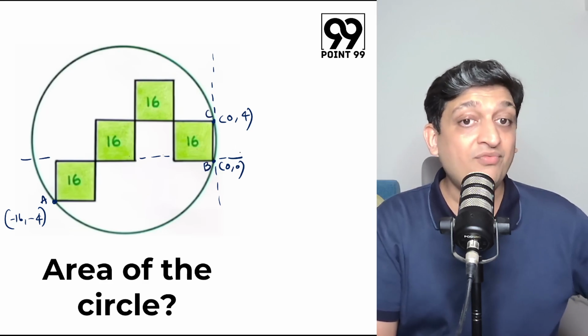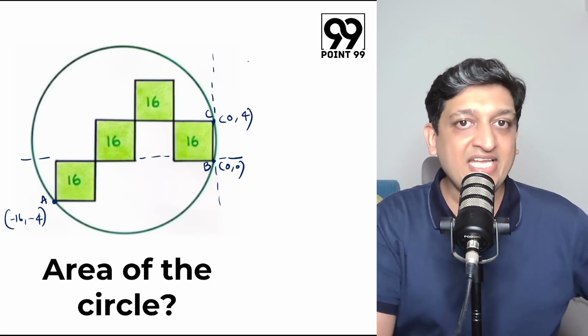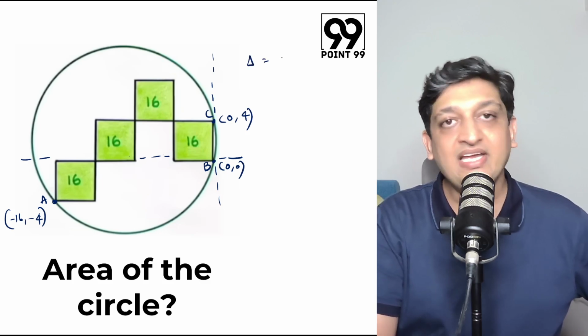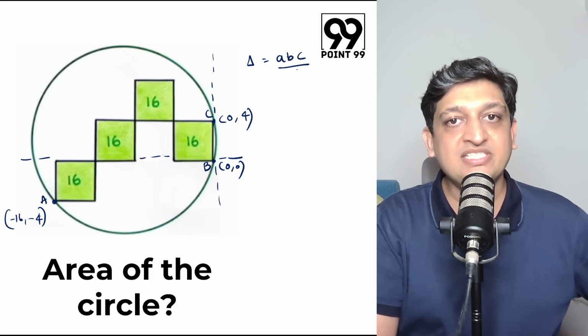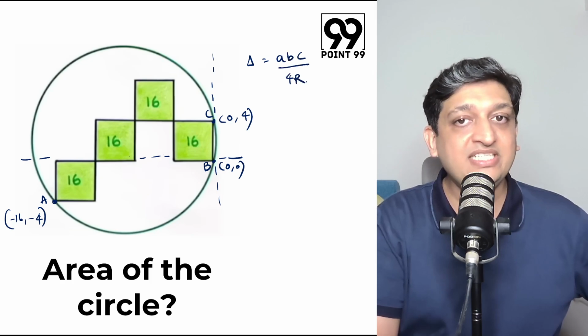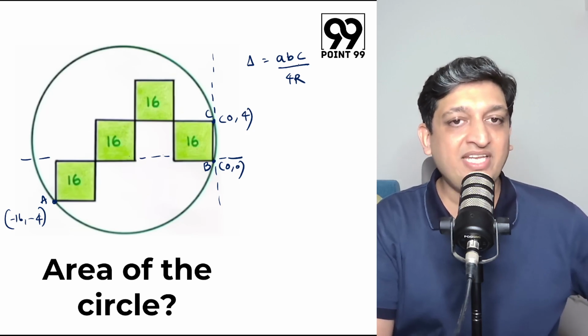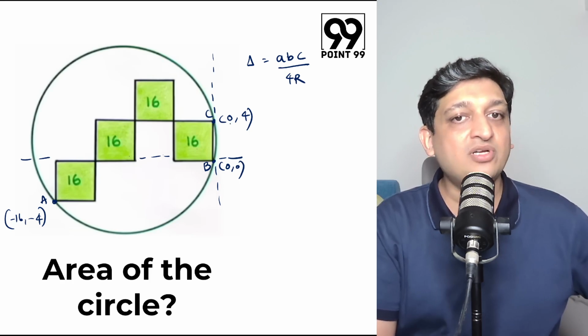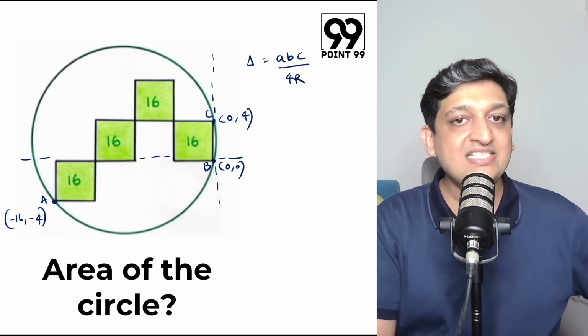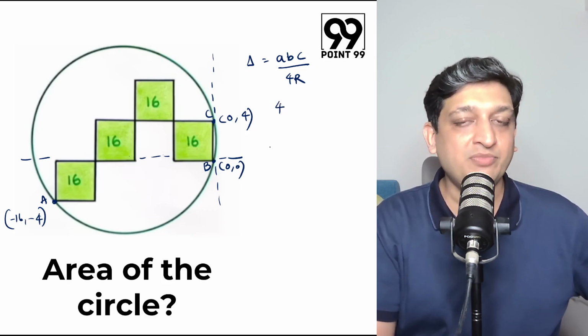Now we know a very interesting property, which is area of any triangle is given by the product of the 3 individual sides divided by 4 times the circumradius. Now we have to figure out what the individual side lengths are, which is very easy. What is the length of this side BC? It's going from 0, 0 to 0, 4. So we can say that the length of side BC is going to be 4 units.